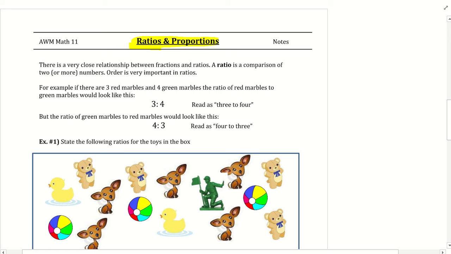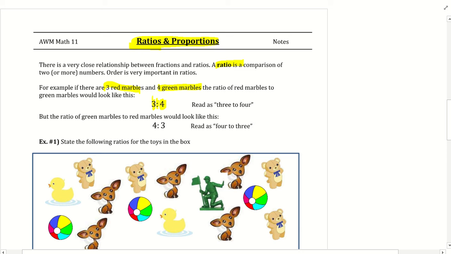There's a very close relationship between fractions and ratios. A ratio is a comparison of two or more numbers. Order is very important in ratios. For example, if there are 3 red marbles and 4 green marbles, the ratio of red marbles to green marbles would look like this. Notice the 3 comes in, then the colon, and then the 4 comes in. It reads as 3 to 4. So hopefully that makes sense.